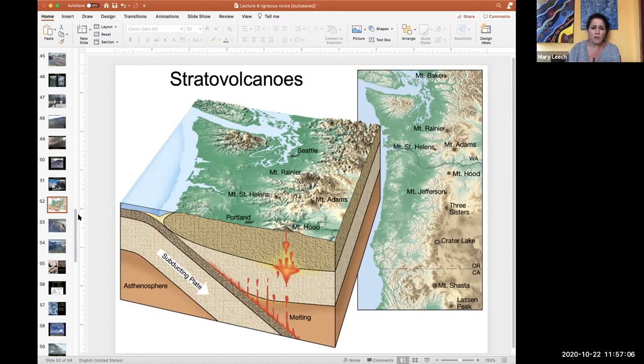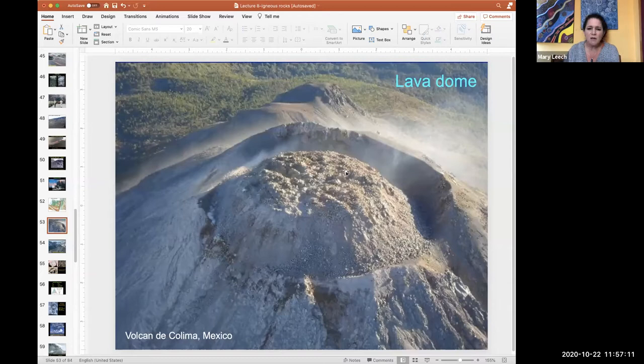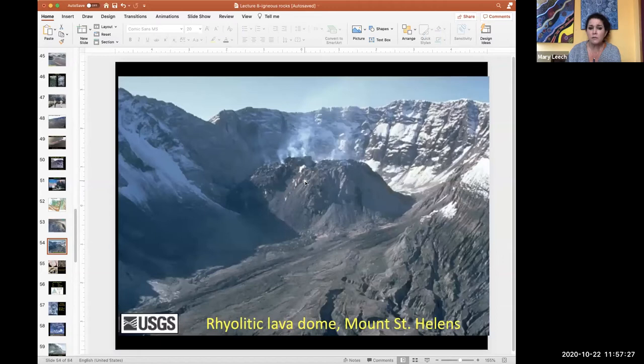This is a lava dome. This is a lava dome that is rising up in a crater of this Mexican volcano. This is what rhyolitic lava does because it's so viscous. It creates a steep-sided feature. Here's the rhyolitic lava dome in Mount St. Helens' crater. This is after the 1980 eruption, which is why we can see it so well, because part of the side of the volcano is missing after that landslide. So see how it's so steep-sided.